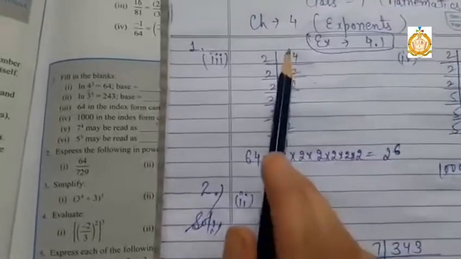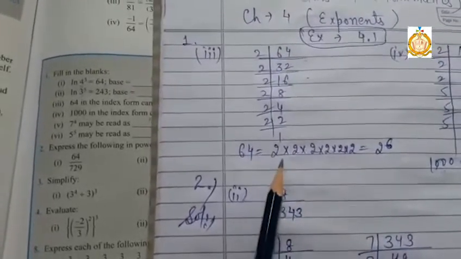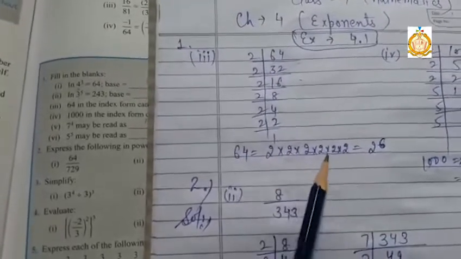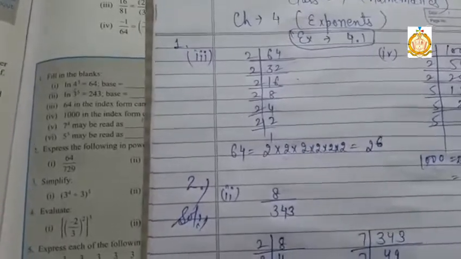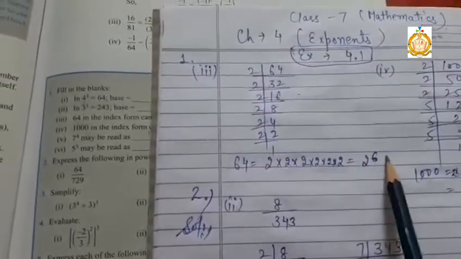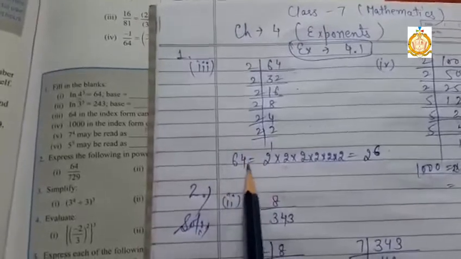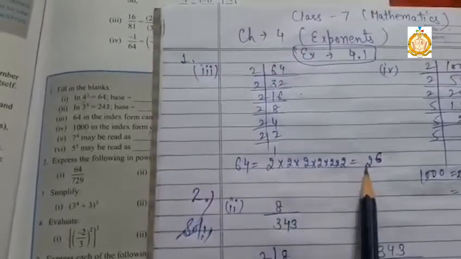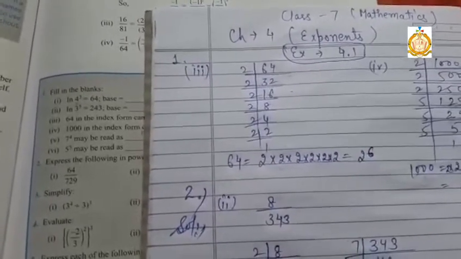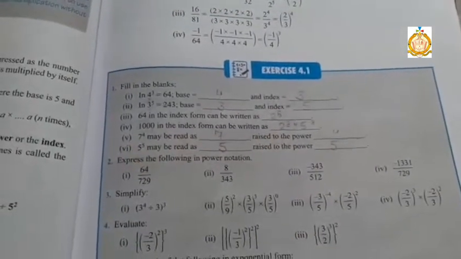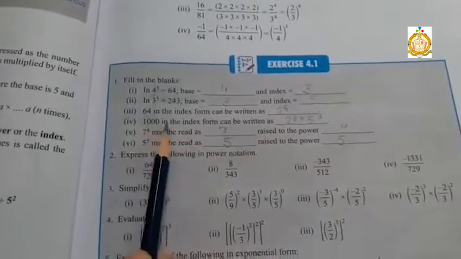So we can write 64 equals 2 into 2 into 2 into 2 into 2 into 2, that is 2 raised to power 6. So 64 can be written in the index form as 2 raised to power 6. So here we will write it as 2 raised to power 6. Again in the next sum we have to convert 1000 in the index form.